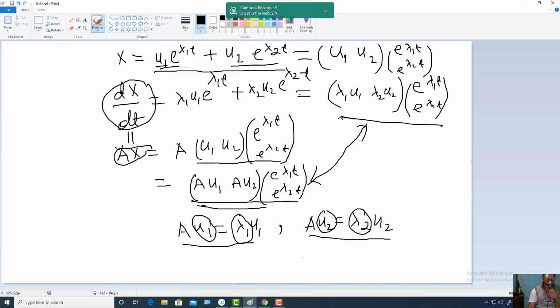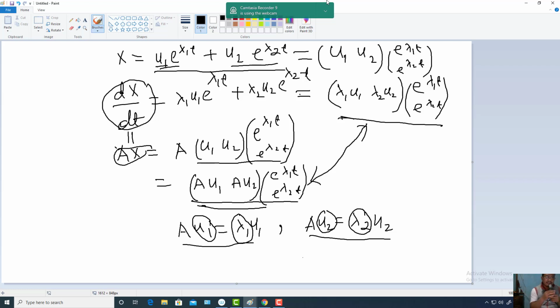Okay, so that is the general solution of the given differential equation. What I want to tell you is what u1 and u2 are. They are the eigenvectors corresponding to the eigenvalues lambda 1 and lambda 2.